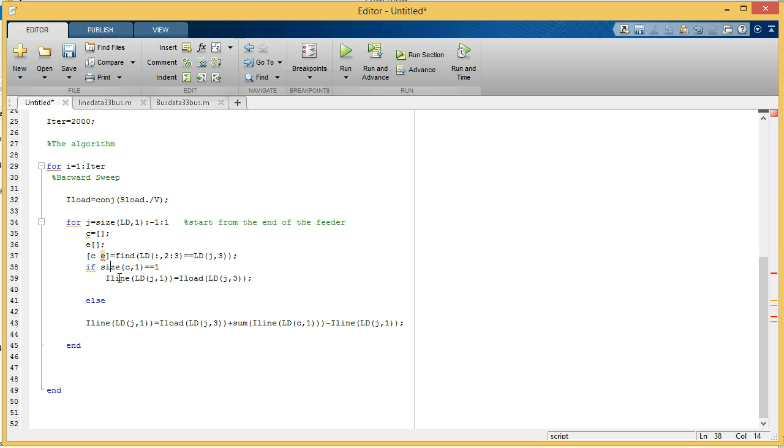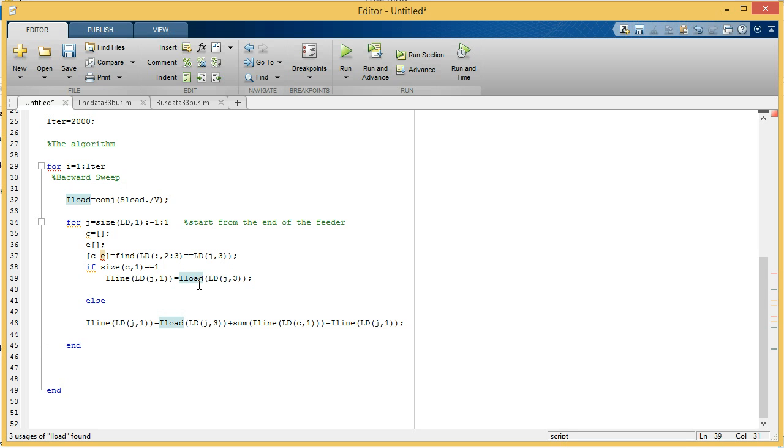So after that, we say that if the size of C is equal to 1, the current passing through the J line is equal to the current passing through the corresponding load. What do you think this means?